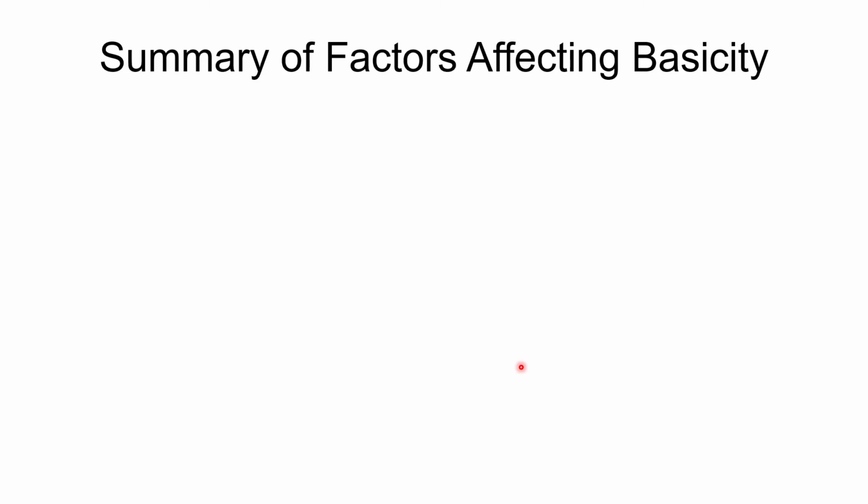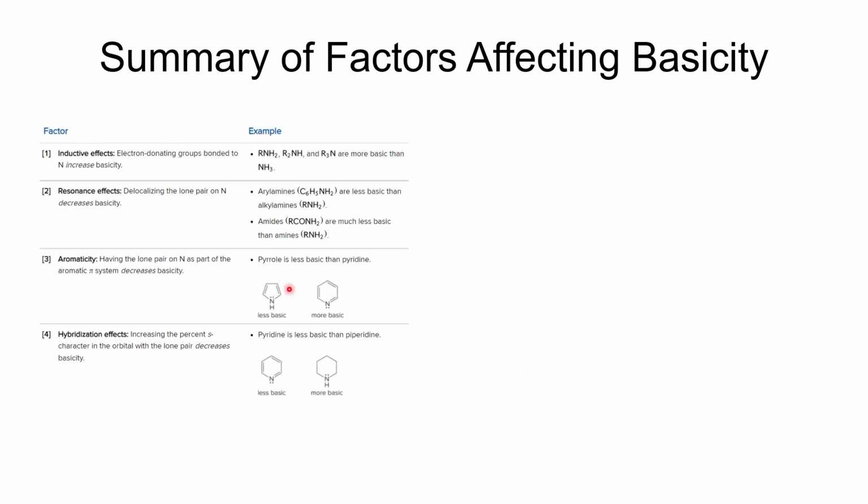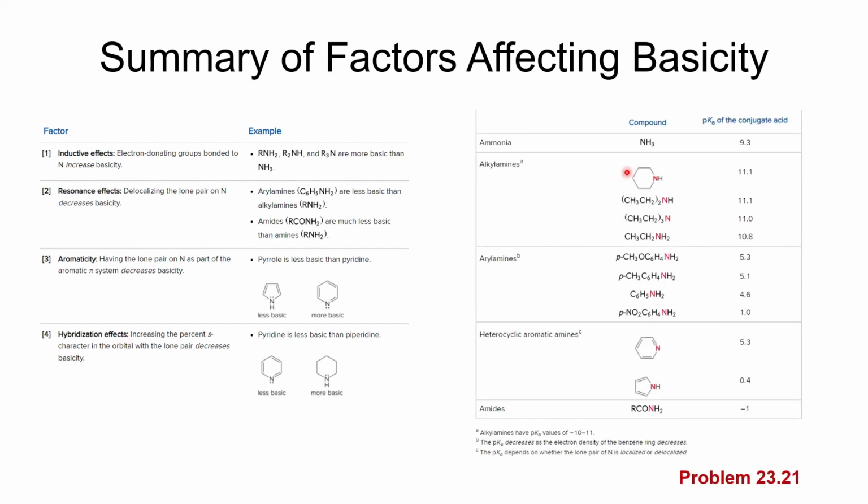All right, so let's do a summary of all of these factors that affect basicity. We talked about inductive effects, resonance effects, aromatic effects, and hybridization effects. We're going to put those as examples over here so that we can compare them. Ammonia is kind of our baseline here, with a pKa of 9.3. Having alkyl groups on there tends to push the pKa of the conjugate acid up to about 11, right? 10.8, 11, 11.1. Those are all close to 11, so we're just going to say they're all about 11.